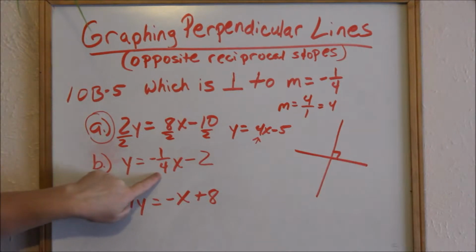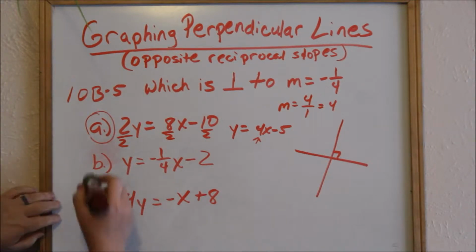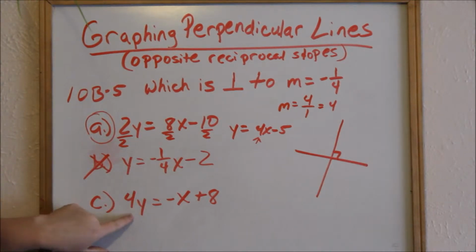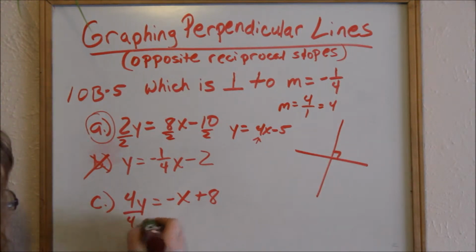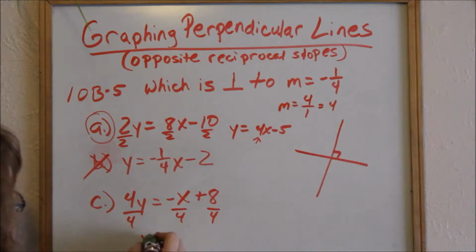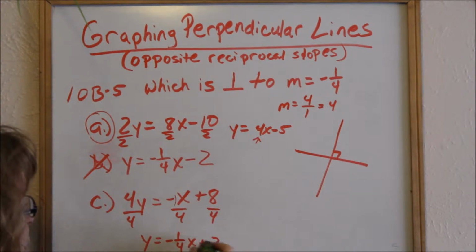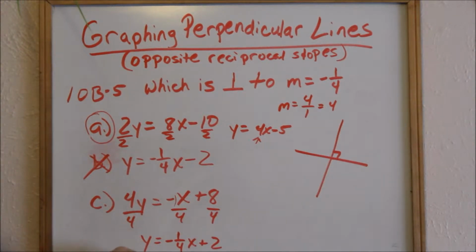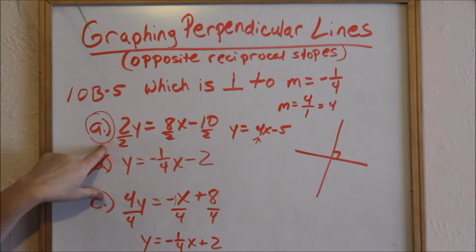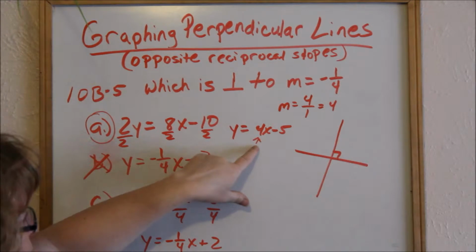Okay, looking at B, it's already in slope-intercept form, so the slope is -1/4. This is not perpendicular, it is parallel to the original slope, and that's not what we want. We want perpendicular, so that one is not perpendicular. This one we need to put in slope-intercept form, so we need to divide everything by 4. So this new equation would be y equals -1/4 x plus 2. -1/4 is parallel to the original line, not perpendicular. So the only one that's perpendicular, that has the opposite reciprocal slope, is the one with a slope of 4.